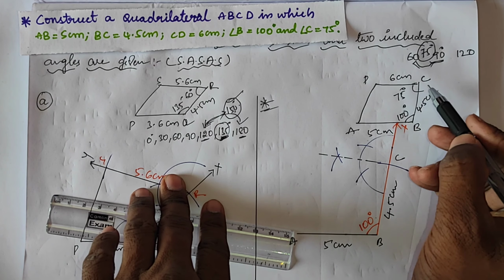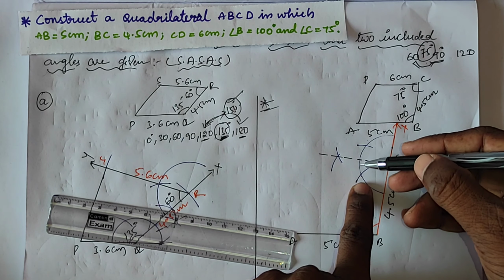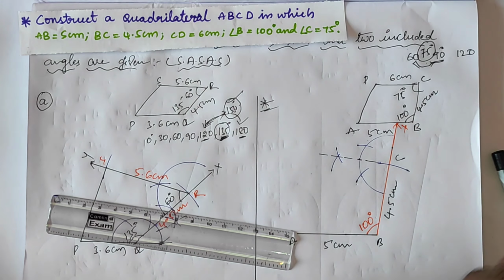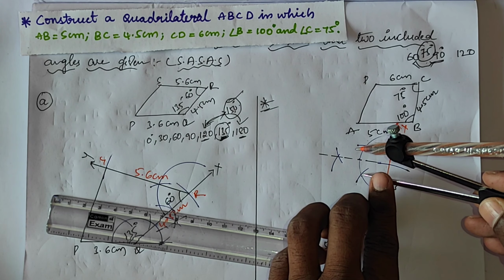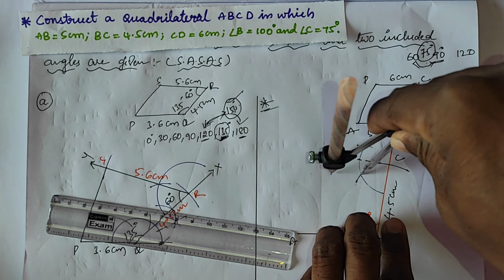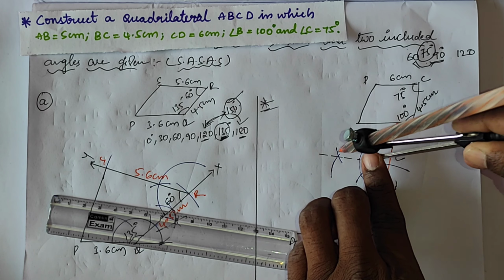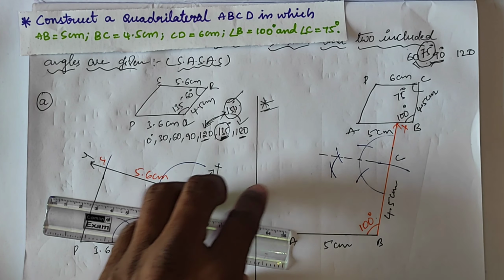But what is the required angle here? 75 degrees. So between 60 and 90, what will the required angle be? We will get 75 degrees. Now taking 60 degrees as center, I am drawing an arc. Now taking 90 degrees as center, I am cutting that arc. Yes, we got the intersecting point.